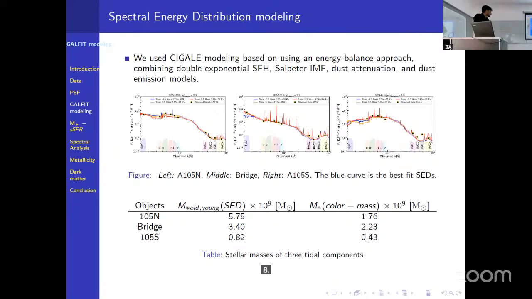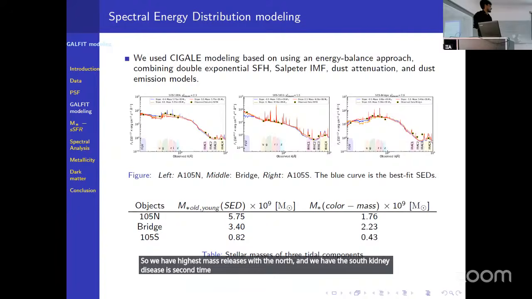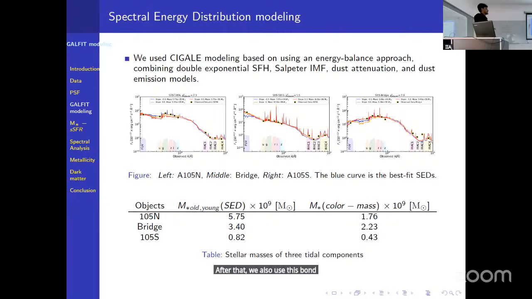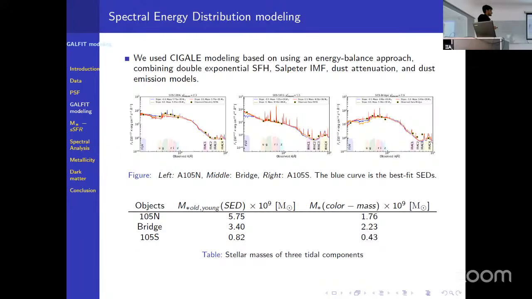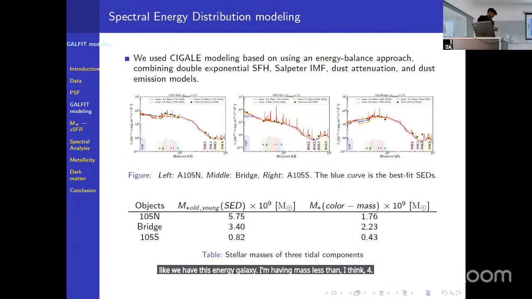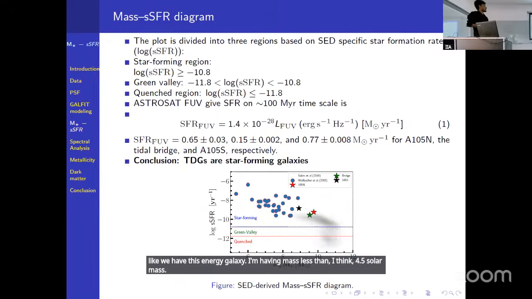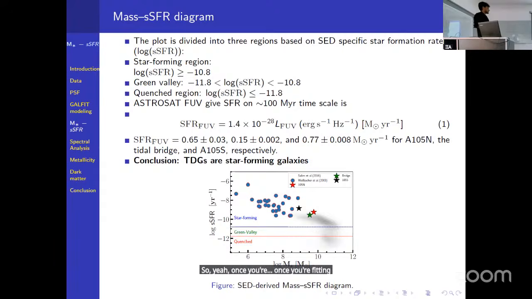5.7.3.40.82. So we have the highest mass TDZ in the north, and the south TDZ is roughly 10 times less. And then we also use this current mass relation from Bell and Young to get this mass. So this mass is different by 0.2 to 0.3 dex, compared to ACT. So basically, this tells us that these TDZ are dwarf galaxies with mass less than 10^9.5 solar mass. So yeah, once we have the fitting, we can get the SFR on the 100 megayear scale.